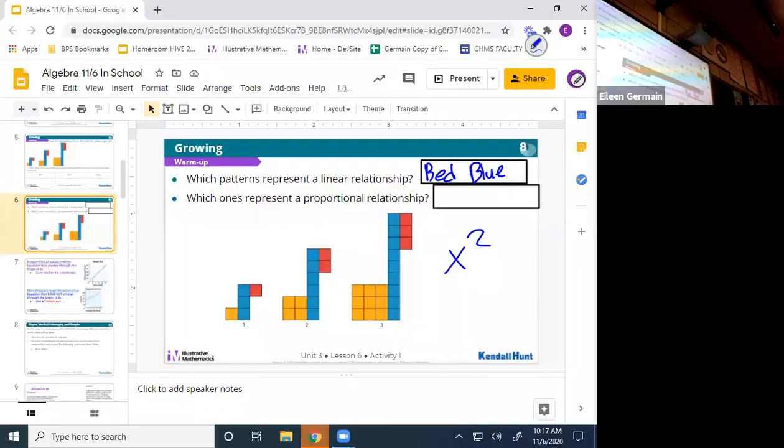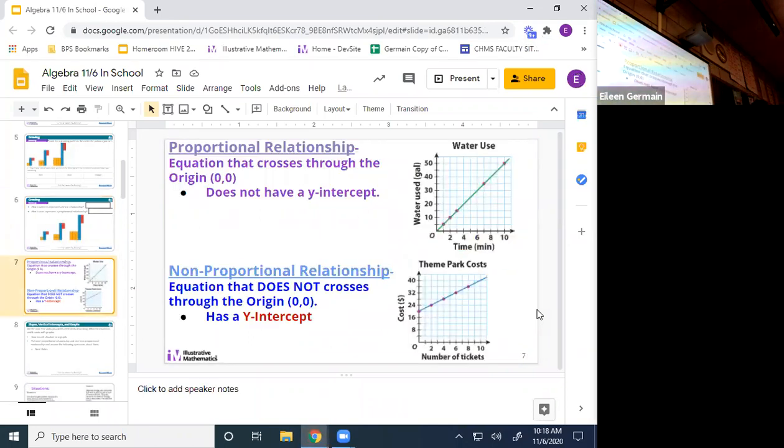Zoom recording. Okay, so now let's take a look at and refresh our knowledge of proportional and non-proportional relationships. Okay, so proportional relationships we talked about yesterday. We had talked about them a little bit last year.